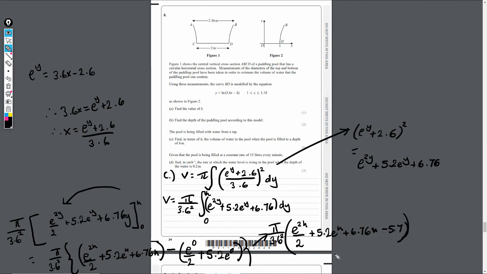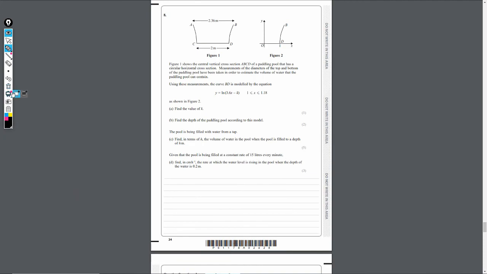That is the volume of water in the pool when the pool is filled to a depth of h meters. So quite a tricky question there, but the most important thing is recognizing that we're about the y-axis when we're rotating it. Okay, so that's part C done. And then finally, let's have a look at part D. So I'll just clear all this. Let's look at part D here.